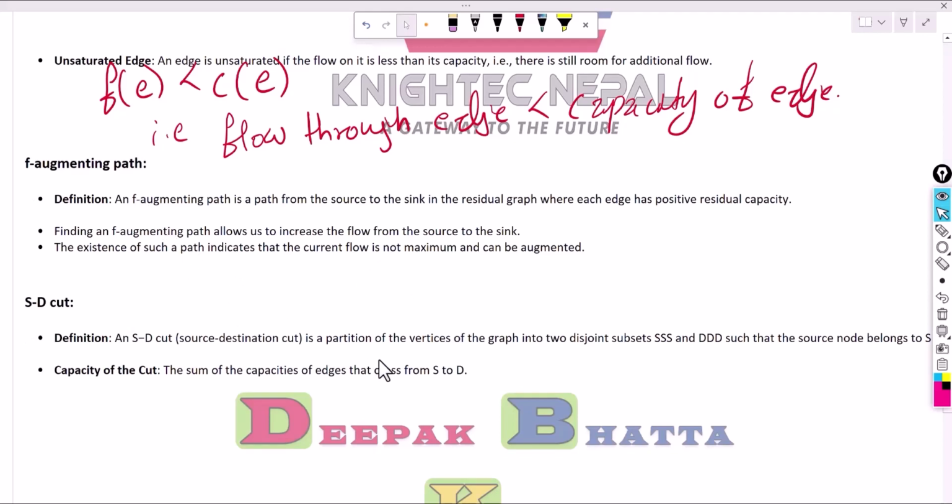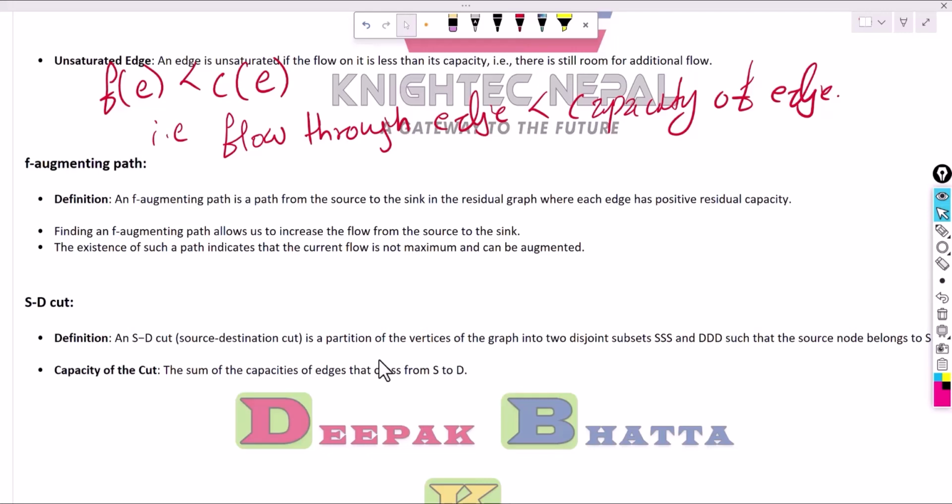So what is an augmenting path? An augmenting path is a path from the source to the sink in a residual graph where each edge has positive residual capacity. The purpose of finding an augmenting path is that it allows us to increase the flow from the source to the sink. Source and sink means the destination. The existence of such a path indicates that the current flow is not maximum and can be augmented.